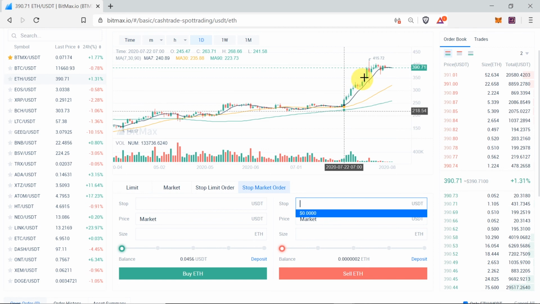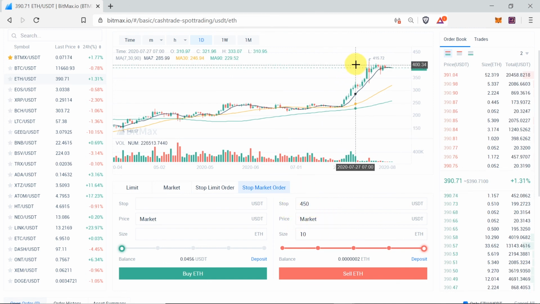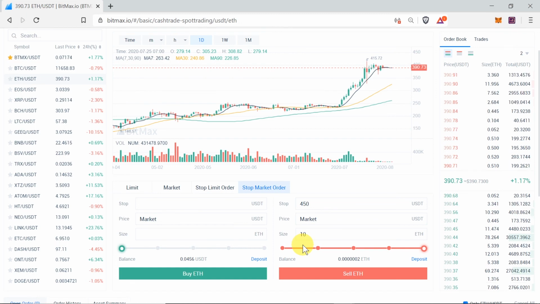So let's say we believe Ethereum will go up to $450. So one more time, 450 would be the stop over here, and then the size of how much Ethereum we want to sell. So if we want to sell 10 Ethereum, that means if the price goes up until it reaches 450 or crosses it, our order is being triggered and it checks all those people who want to buy Ethereum over here, and it sells, for example, 1.7 to the first person, 0.7 to the second person, and so on, until all 10 Ethereum are sold for the highest market price available. So when it comes to stop market order, that's it.